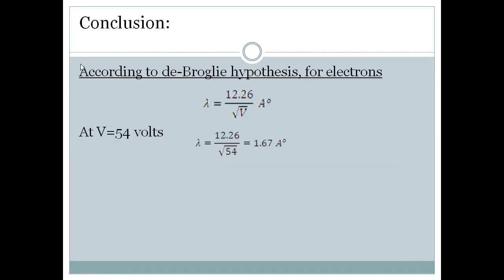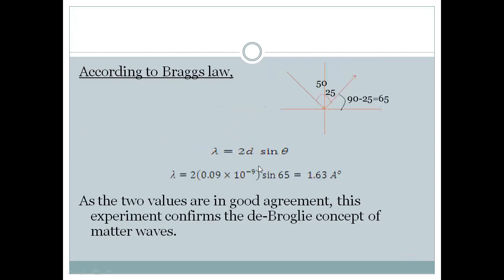Now let us calculate the wavelength using the de Broglie hypothesis. We are taking electrons, that is, particle nature. Lambda is equal to 12.26 by root V Angstrom. Since we are talking about electrons, this formula is applicable. As we saw peculiar behavior at a particular potential of 54 volts, in place of V, we replace 54, and we can calculate the wavelength as 1.67 Angstroms. This is particle nature. Now let us see using Bragg's law.